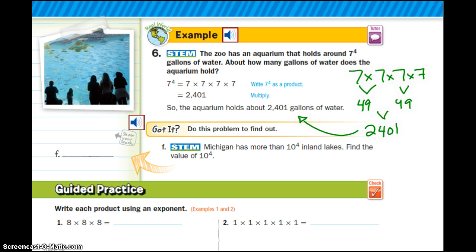Oh, look, it's a power of 10. You should be able to do this very quickly. By the time I finish reading this, you will have an answer, so there's no point in pausing the video. Michigan has more than 10 to the 4th. What did I say? Let's see. That's a 1 and 4 zeros. Okay. And it's lakes, so we need to know how much that is. That's a 1 and 1, 2, 3, 4 zeros, which is 10,000 lakes. Wow. Boy, Michigan sure does have a lot of lakes, doesn't it? Okay, it's your turn. Please do the guided practice. Come back when you're done.